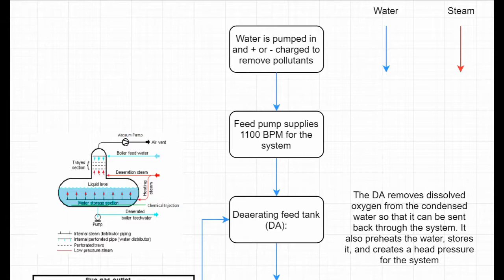The initial supply of water is pumped into the system and charged to efficiently remove pollutants and non-condensables. This passes through the feed pump, which supplies pressure through the system, although there are many other pumps throughout the system. The deaerating feed tank removes dissolved oxygen from the condensed water so that it can be sent back through the system. It also preheats the water, stores it, and creates a head pressure for the system.